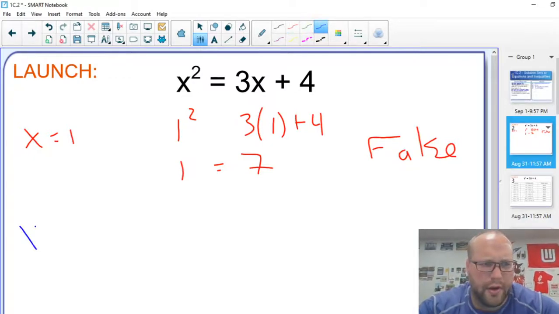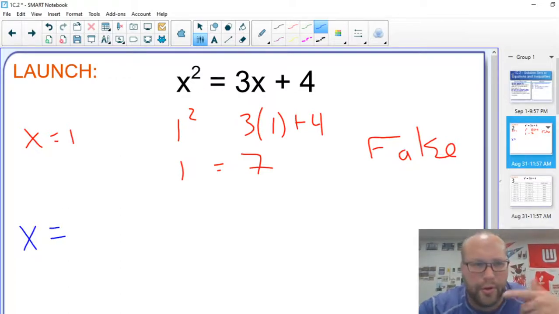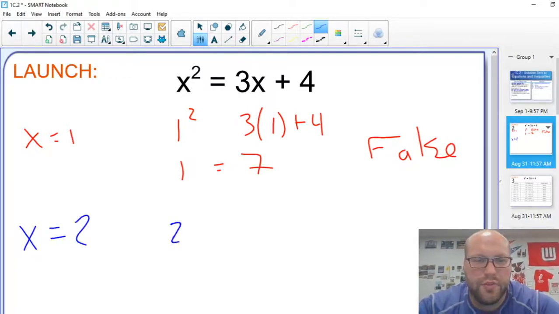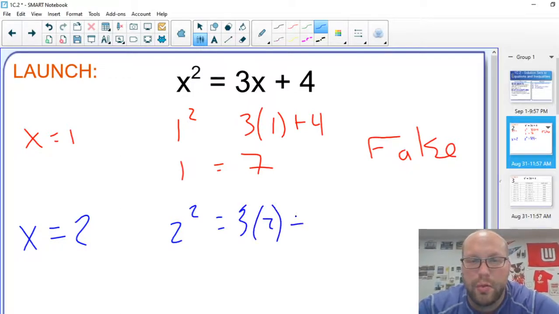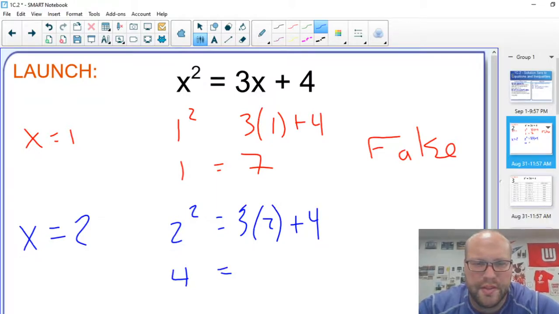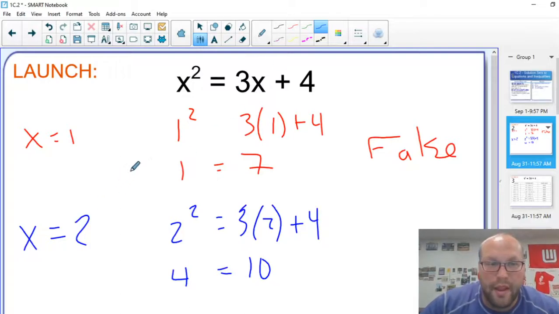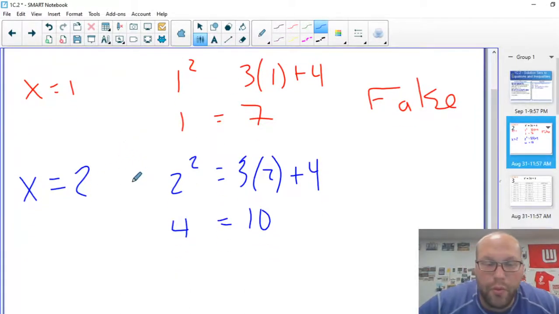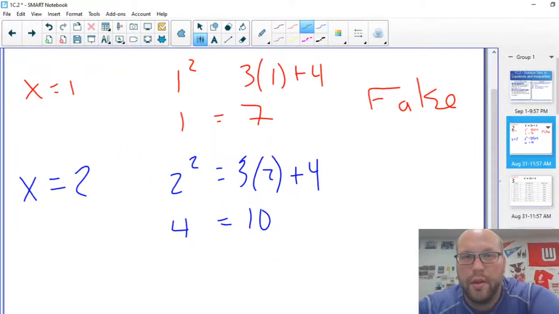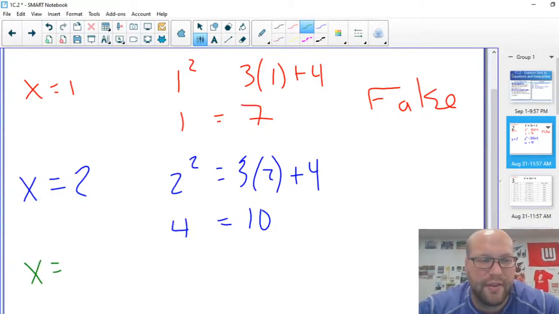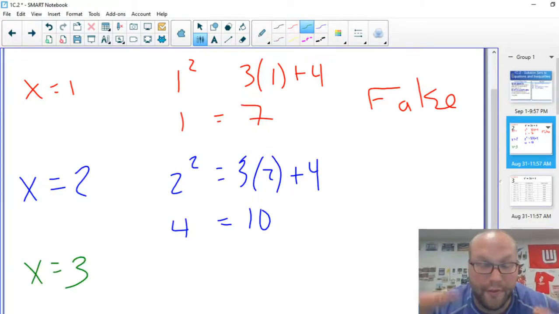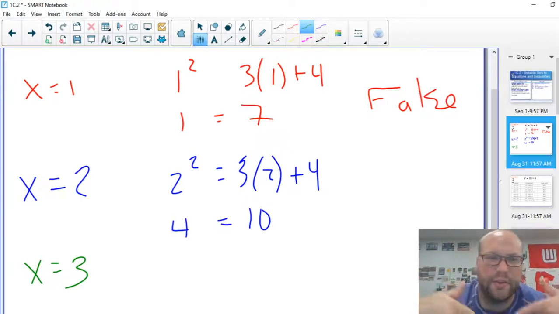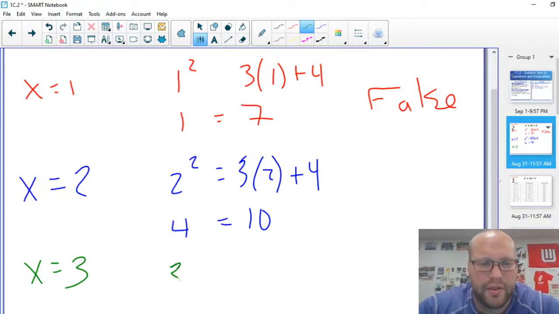Let's just throw out another number. We're going to throw out the number 2. So we have 2 squared equals 3 times 2 plus 4. And we have 4 equals, that would be 6 plus 4, 10, which, again, is another false statement. And we could keep going and going, and hopefully we find a solution. The deeper our understanding of algebra, the faster this process would go. We could solve this equation very quickly. So let's try just one more.